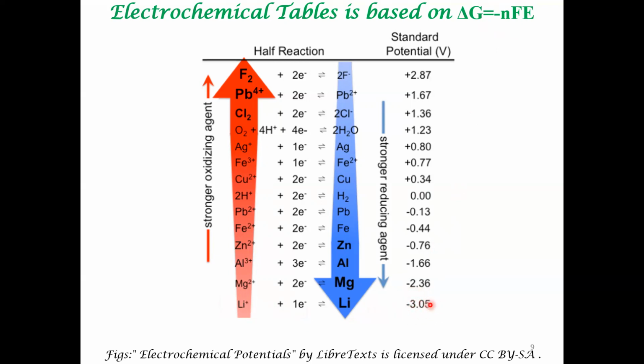When I multiply by n equals 1 and the Faraday constant, I will get a positive delta G. Why is it positive? That is because it is an endothermic reaction. The act of adding electrons to Li plus will give you an endothermic reaction.